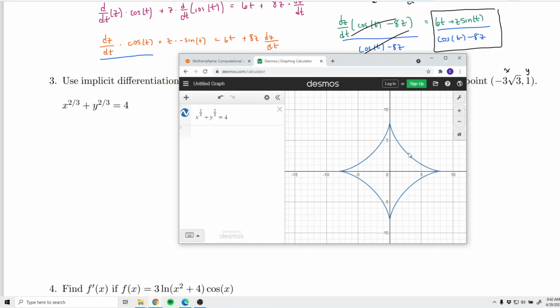You can't really click on it. I guess it's because it's not a y equals, but it actually stops up here. It doesn't go all the way up, all the way to the right, all the way down, or all the way to the left. So you just get this diamond shape called an asteroid.